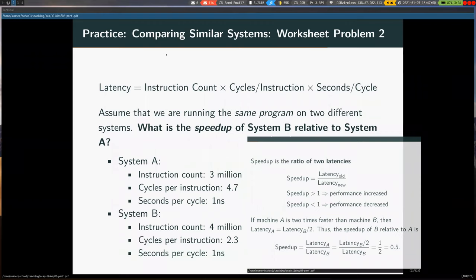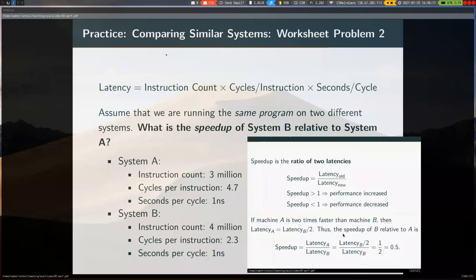Wyatt, you had a question. Yeah, so when it asks for the speedup of system B relative to system A, that's going to be basically the latency of system B divided by the latency of system A? It should be the other way around. Other way around? Whenever you have the speedup of B relative to A, you always put the B on the bottom, basically.